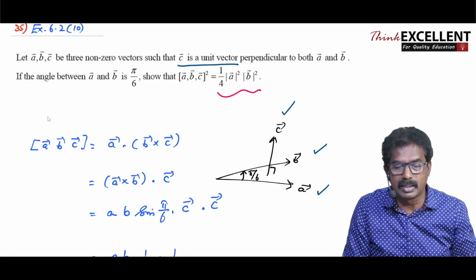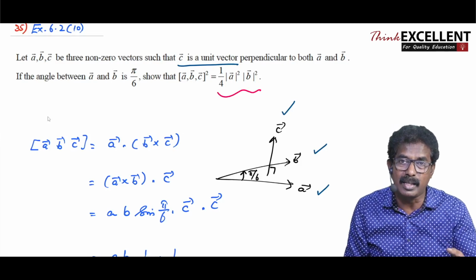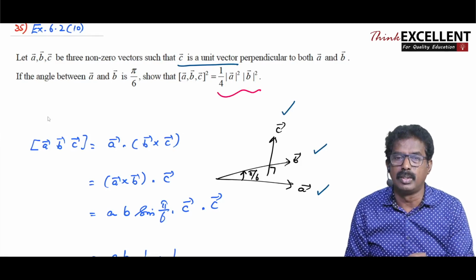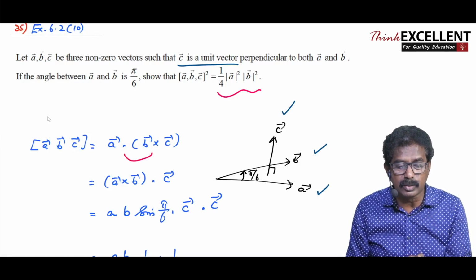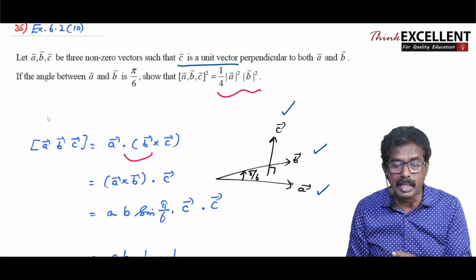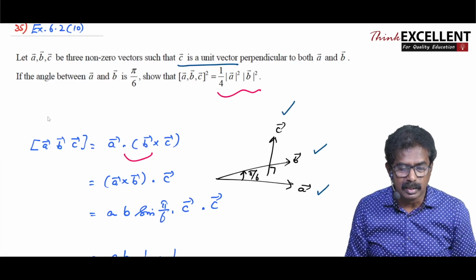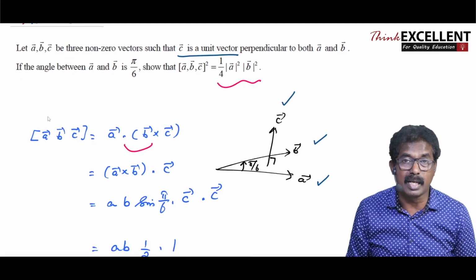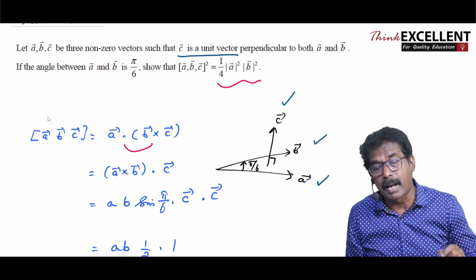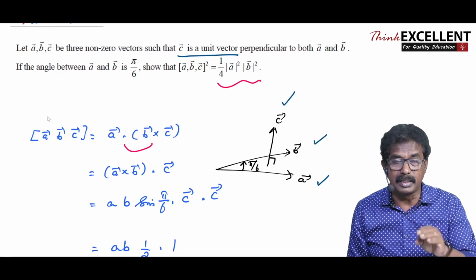Okay, please listen here. We are starting with box product ABC. What we need is ABC square. First we write box product ABC, that is A dot B cross C. Dot and cross can be interchanged, so A cross B dot C. Now what type is it? A cross B. What's the definition of A dot B? AB cos theta. What is A cross B? AB sin theta n cap.